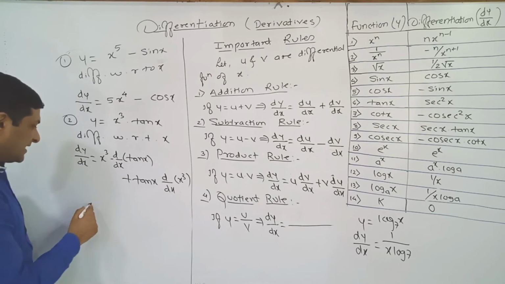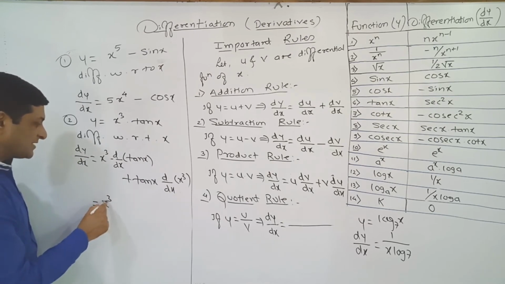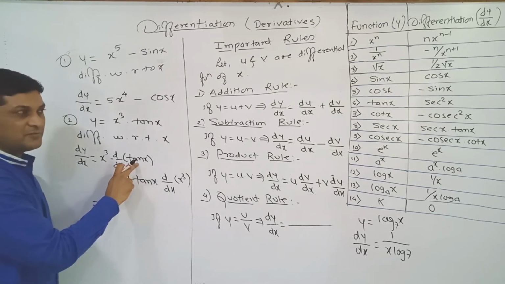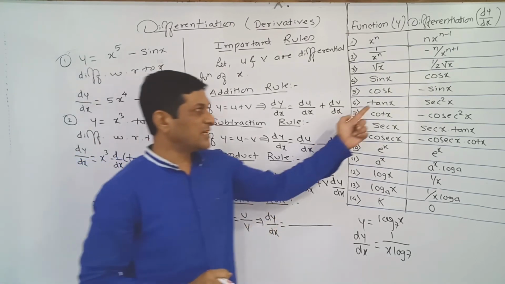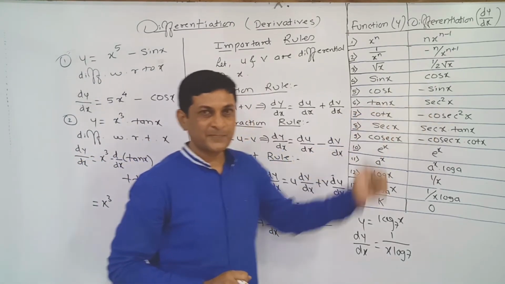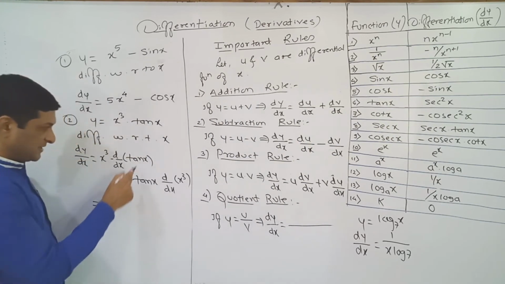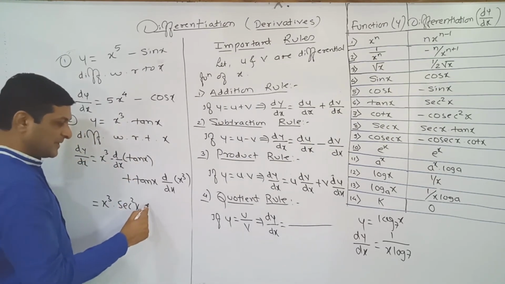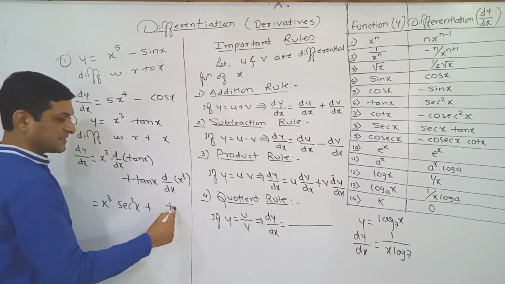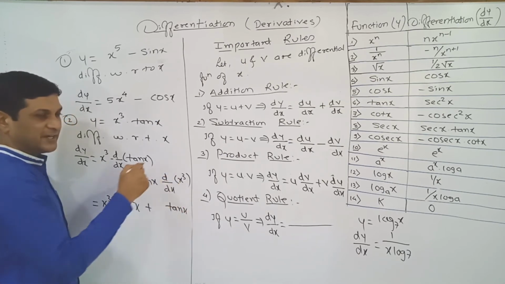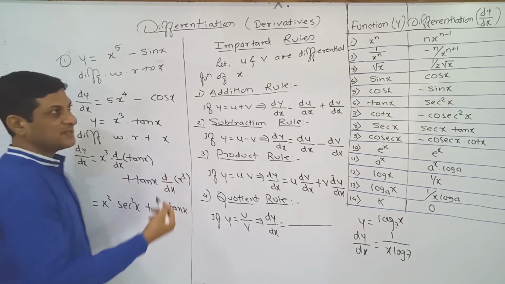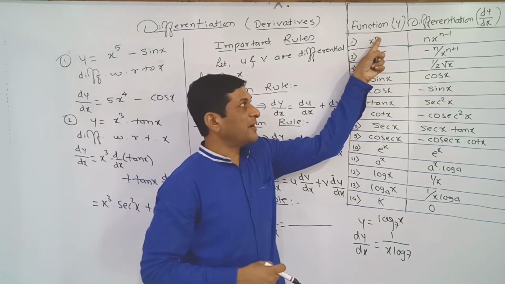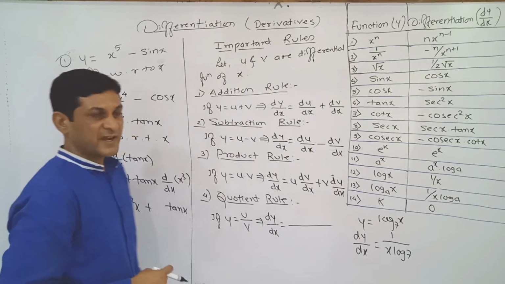So let us simplify it. x cube, keep it as it is. Now we are finding the derivative of what? Tan x. Our standard formula says, what is the derivative of tan x? sec square x. The derivative of this tan x will be equal to sec square x, plus keep this tan x as it is. Now we are finding the derivative of x cube. This term is in the form of what? x raised to power n. So we are applying this formula to find its differentiation.